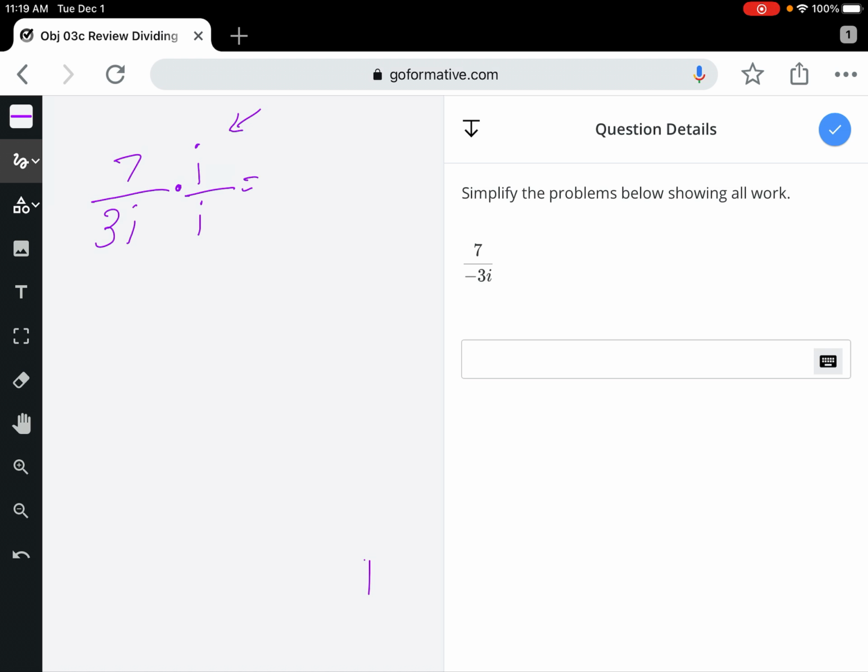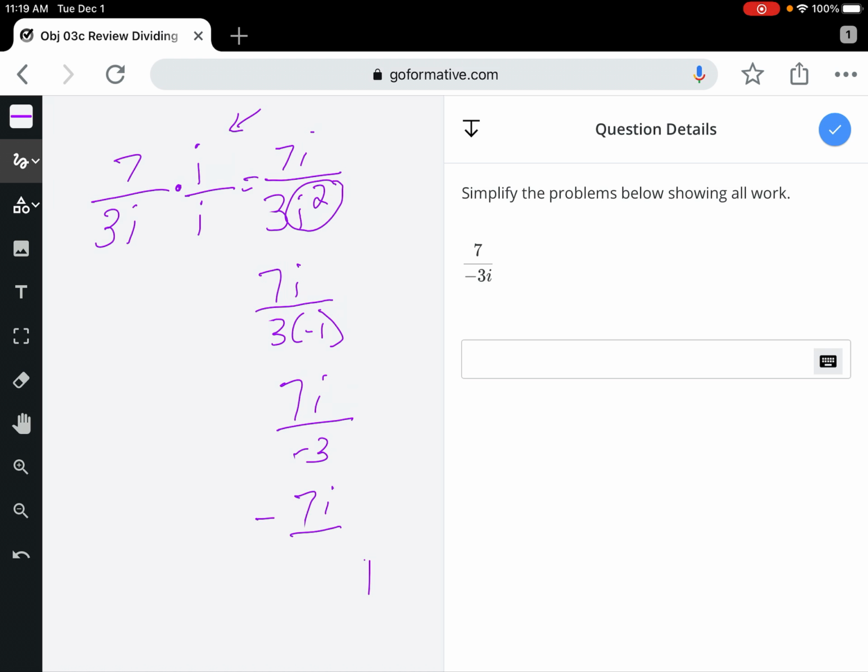When I multiply across, I have 7i over 3i squared. My i squared becomes negative 1. And so this is 7i over negative 3. And so you can have 7i over negative 3 or negative 7i over 3. So either of those would be fine as an answer.